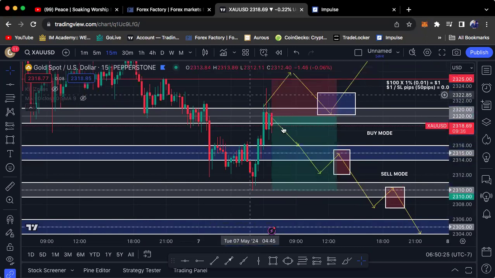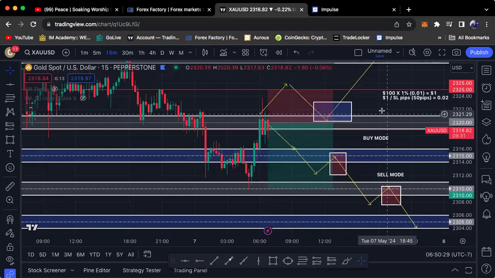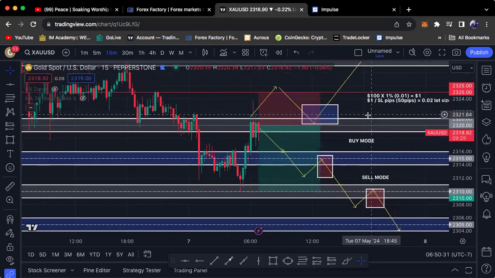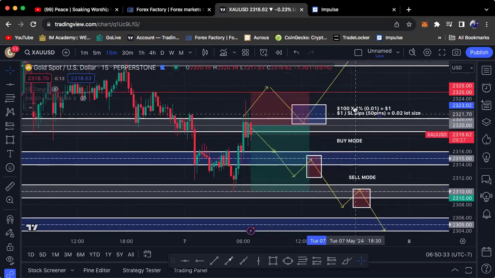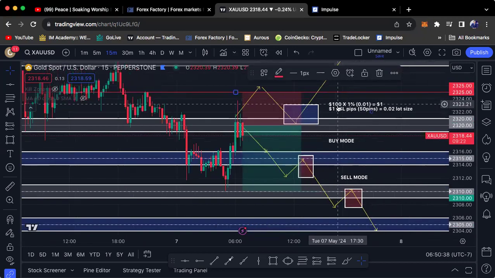That's a 1-to-2 risk to reward. All right, so that's just an example of how I set it up. So this is how you calculate your lot size, guys. Take your account balance times your risk percentage in decimal, right? So convert that percentage to decimal. 1% is 0.01, right? Times it gives you $1.